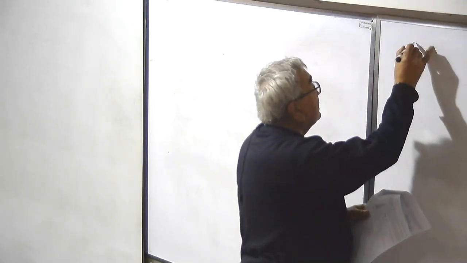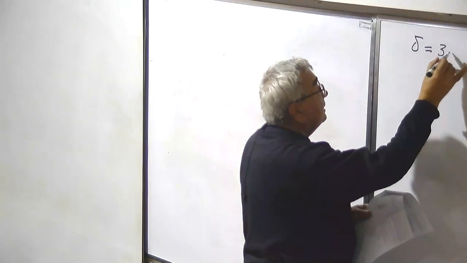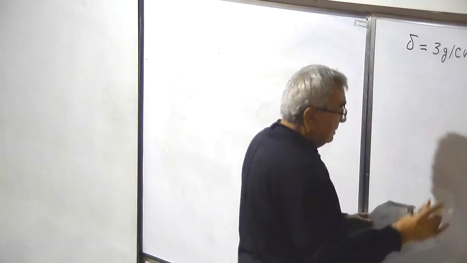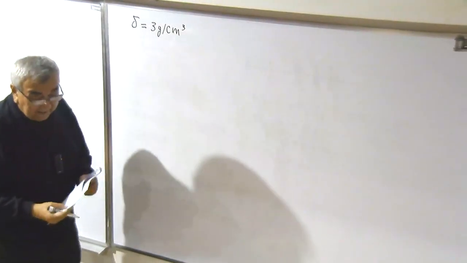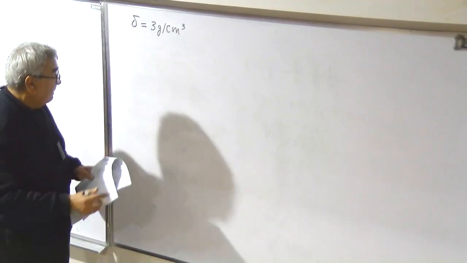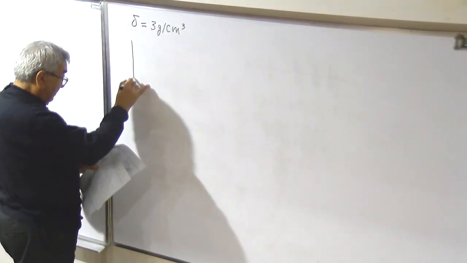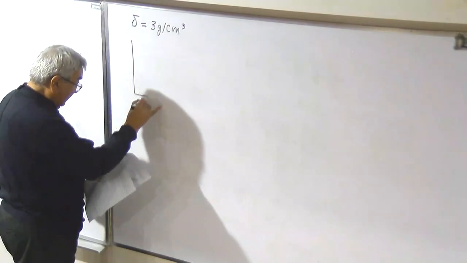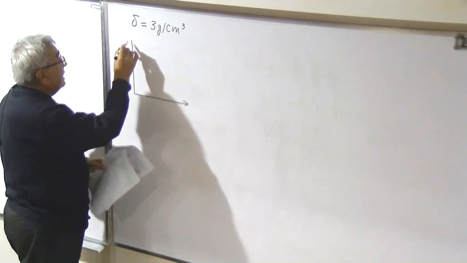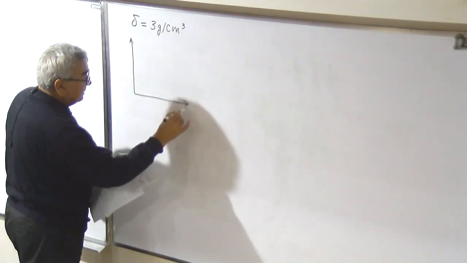That means delta is equal to 3 gram per centimeter cubed. That means the mass on the plate is distributed uniformly. So let us now plot this triangle. It is a right angle triangle. I will choose the coordinate system like this, which is given in the book.